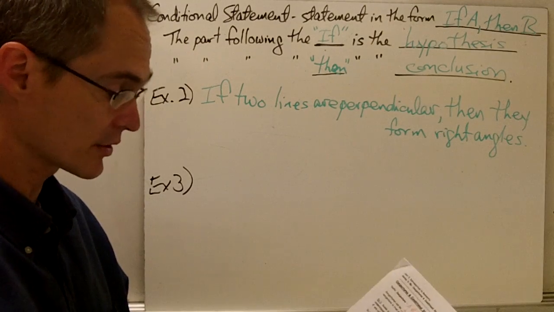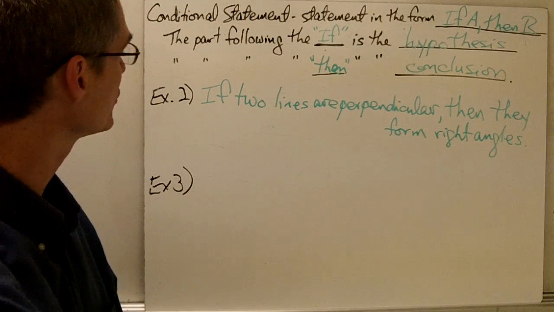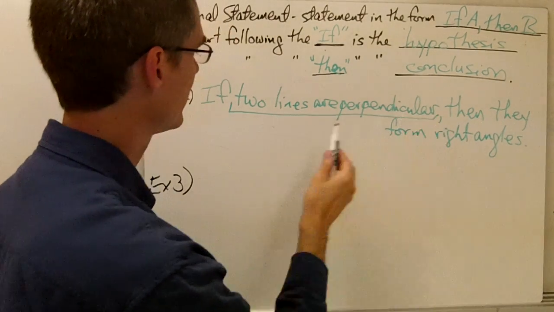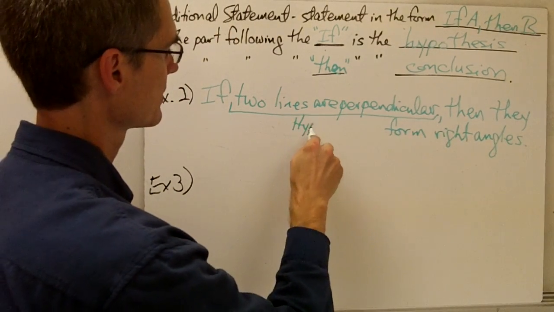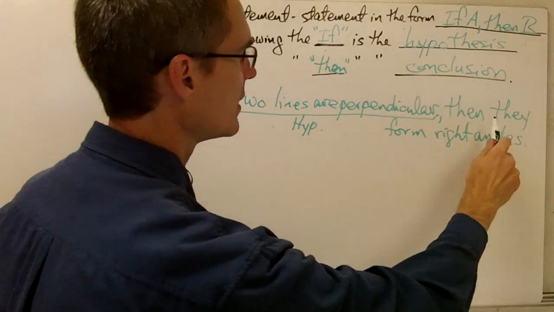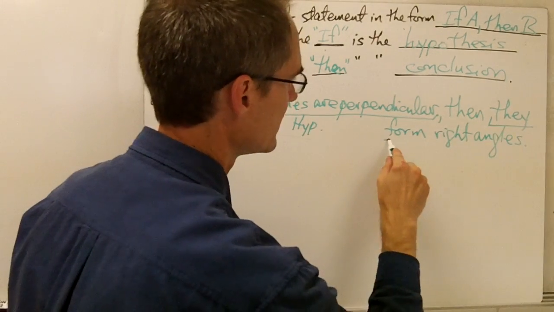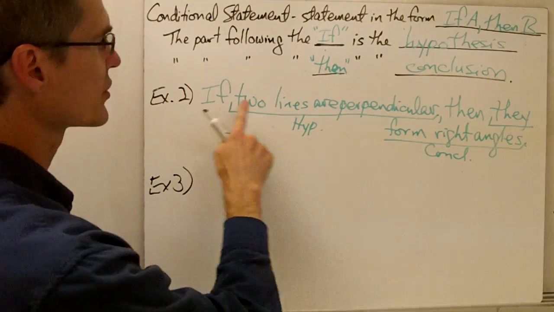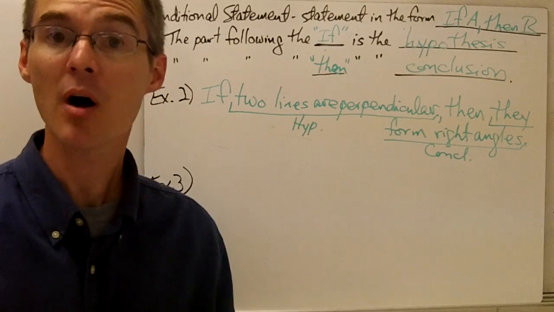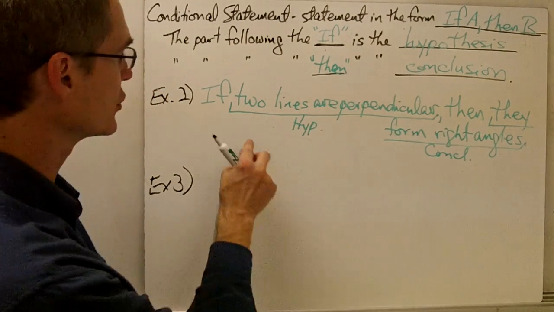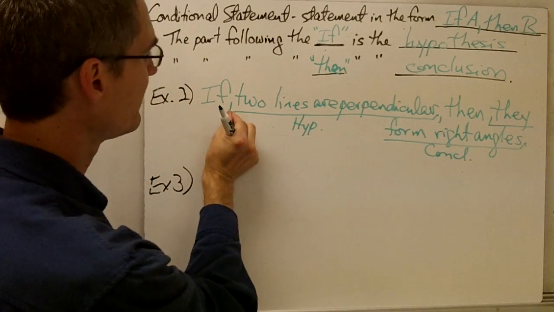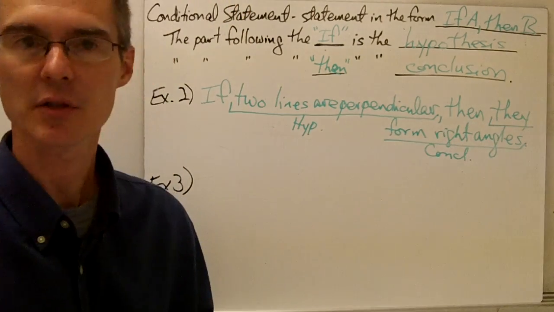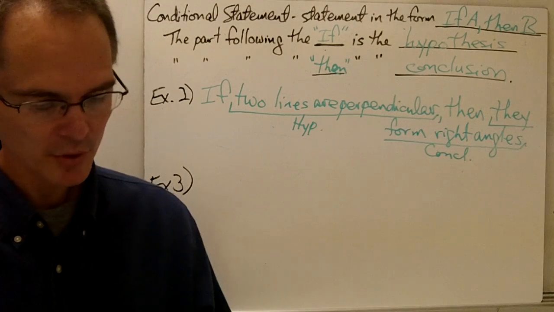Now it says identify the hypothesis and conclusion of each conditional. Let me just underline it. The part following the if is the hypothesis. The part following the then is the conclusion. Notice that the words if and then are not part of either the hypothesis or the conclusion. The part of the statement that follows the word if is the hypothesis, and the part that follows the word then is the conclusion.